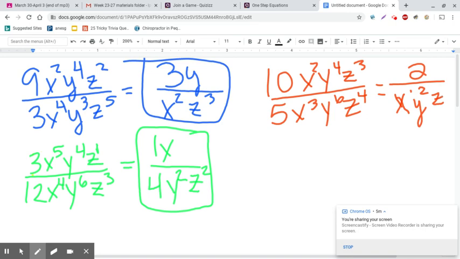So our answer for this would be 2 over x y squared z. And that's it for today.